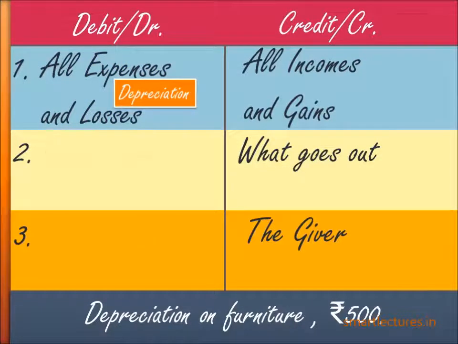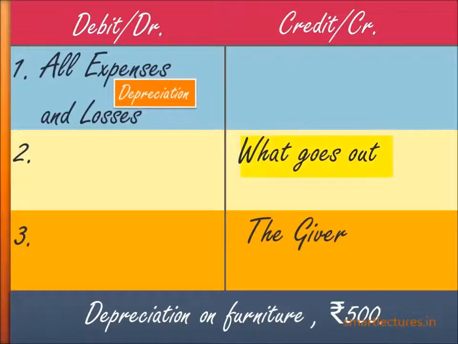Come to the credit side. Credit all incomes and gains. Is there any income due to depreciation? No, not at all. Go to the next option. Credit what goes out. Has anything gone out? Nothing has gone out physically, but there is a reduction in the value of furniture. It means the value of the asset has gone out, the value of the asset has decreased. So we'll write down furniture.